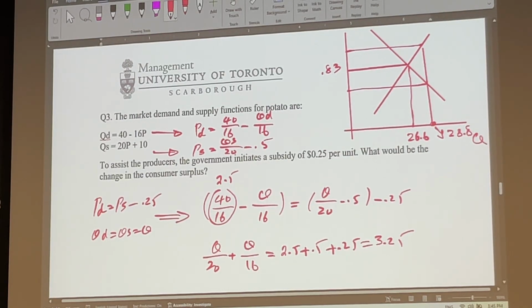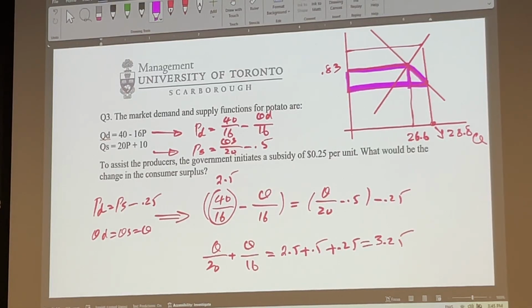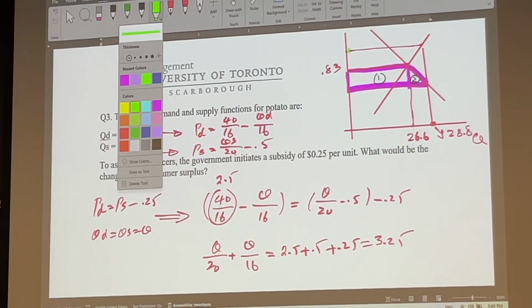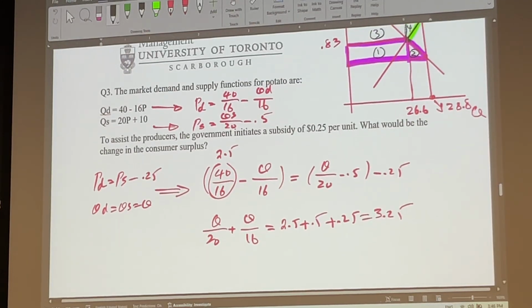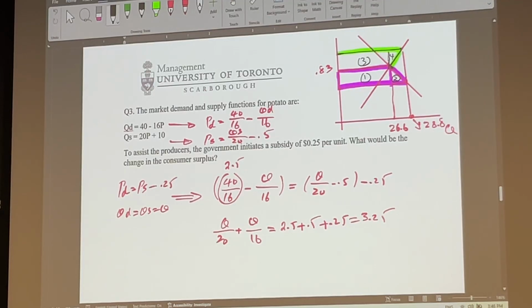Okay, so this is what the consumer gets from the subsidy. So I split it into 1 and 2 as before. This is what the producer gets from the subsidy. And I have to split it in 2 as well. That's 3. That's 4. To solve it, I need the price. So I'll put 28.8 there.